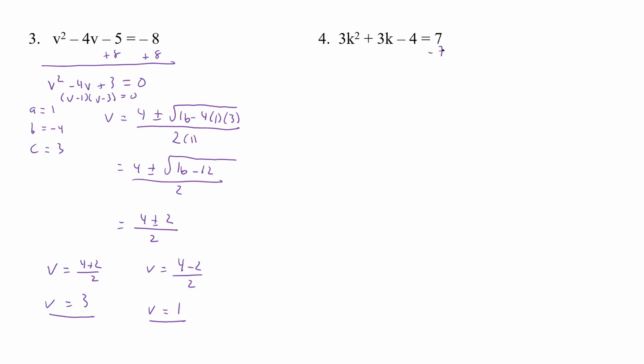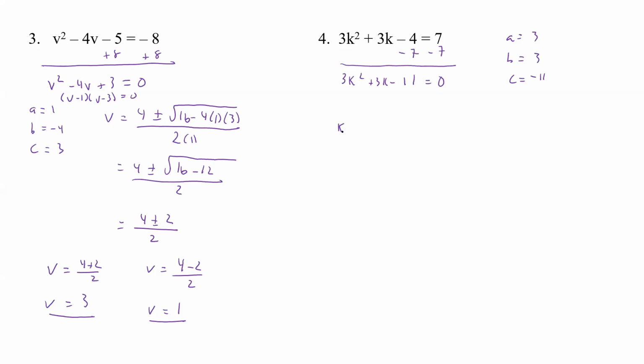Well, we're going to subtract 7 to get that 0 on the right side. So we have 3k squared plus 3k, and 7 and 4 is going to be minus 11 equals 0. Okay. Well, what is a, b, and c? Well, a equals 3, b equals 3, and c equals a negative 11.